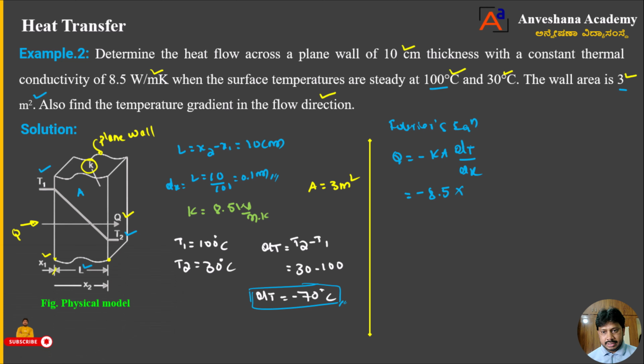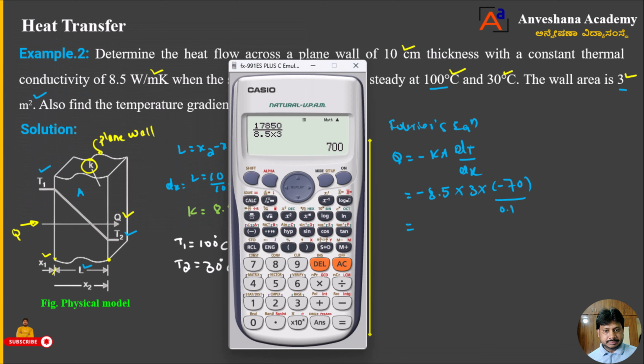So 8.5 into 3, what is dT by dx? dT is nothing but what? I will write it here, minus 70 degrees Celsius divided by, what is dx? dx is nothing but our thickness of the plane, that is 0.1 meter, dear students. Now do simplification. What are we going to get here now?